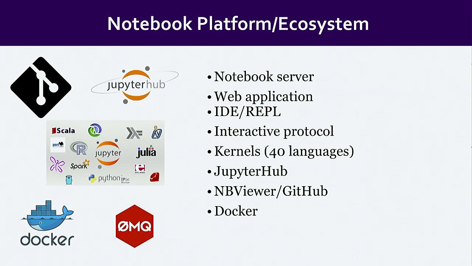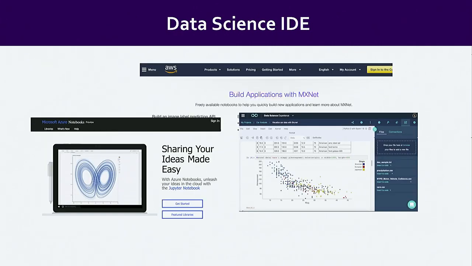We also saw that Docker plays a big role in the Jupyter ecosystem. A lot of researchers are now distributing, along with their research studies, notebooks either in the notebook format or embedded in Docker containers. Jupyter has become a big data science IDE platform in all the major cloud service systems: Amazon, IBM, and Microsoft Azure.